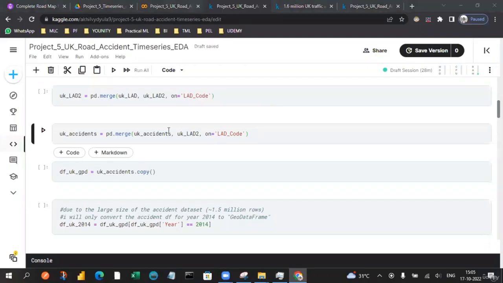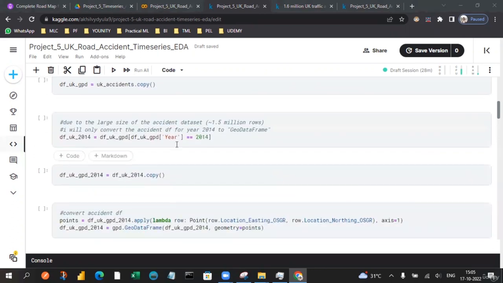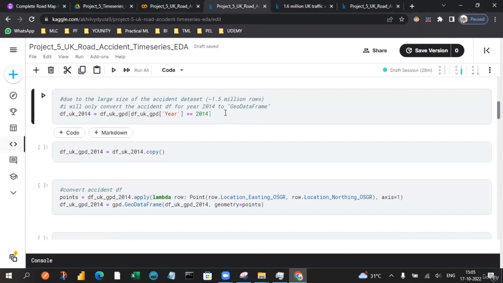Join corresponding to the LAT data sets along with the UK accident data set so that we get the entire data set whatever we required for merging all these things. So let's play around with the additional data sets and also the UK accidents data sets corresponding to the different years.